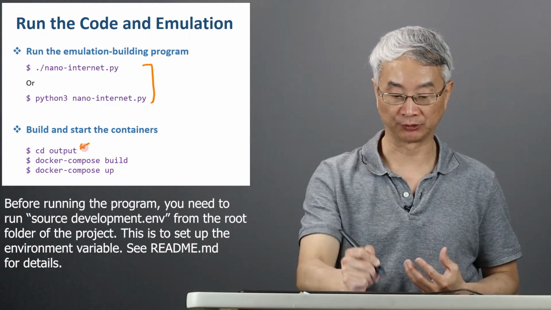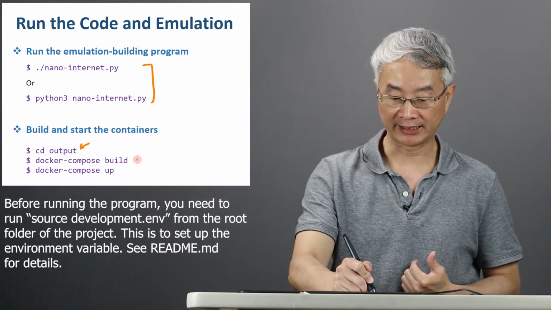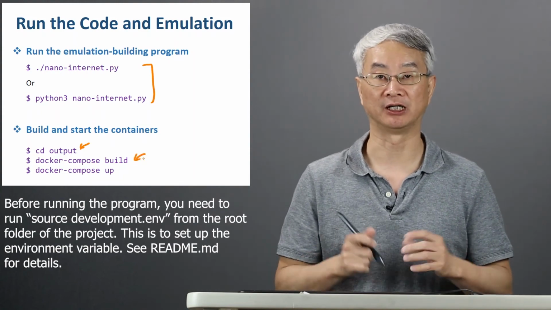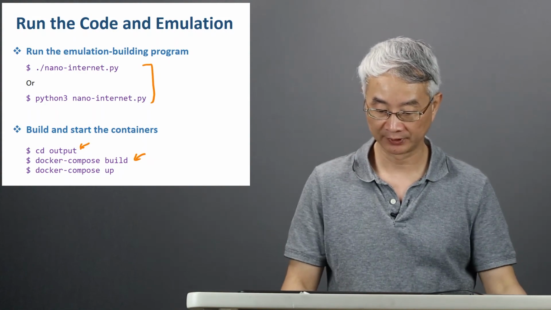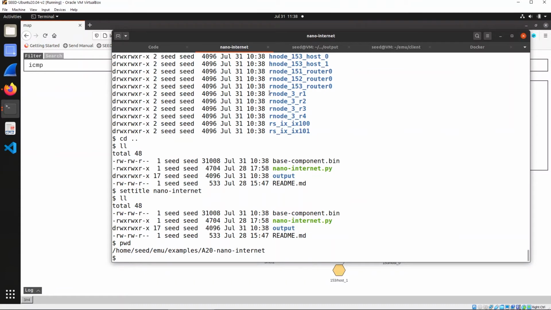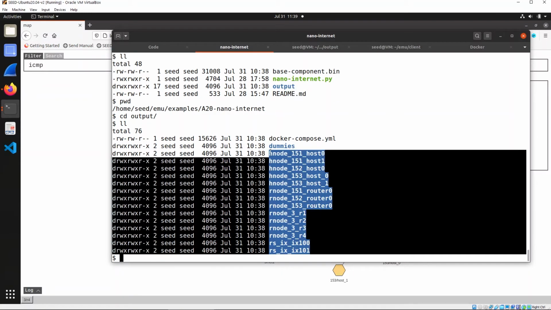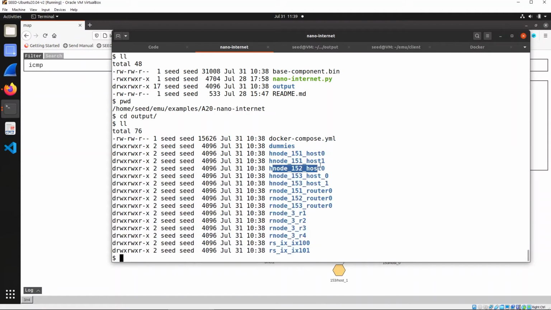The output will be stored in this folder, and you can specify the folder name in the code. And then you can do the Docker build and Docker up, and I will show you here. So here you can see I am in this folder A20, and my program is here. If I just run this, I will be able to generate the output in this folder. Now, if you look at this folder, you will see these are the list of folders, one for each Docker file.